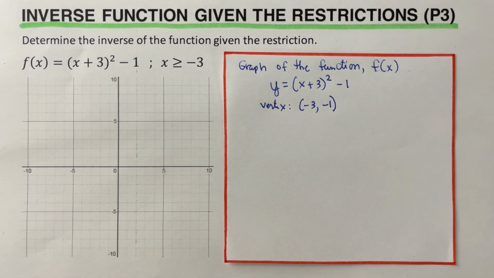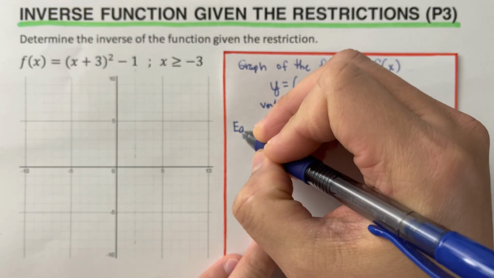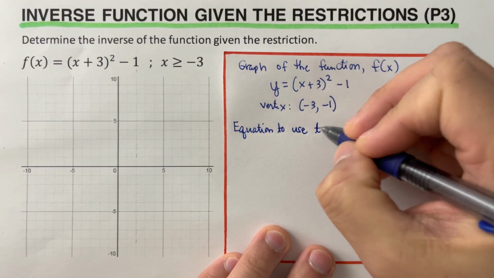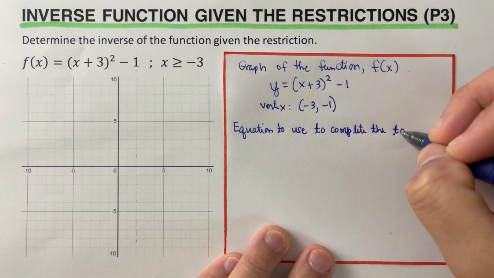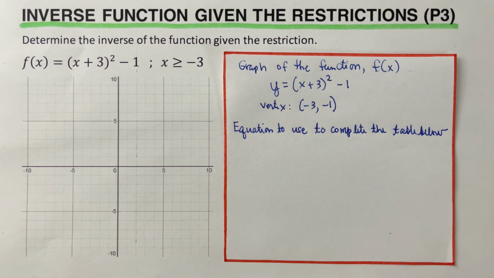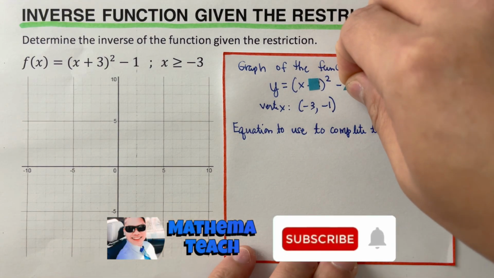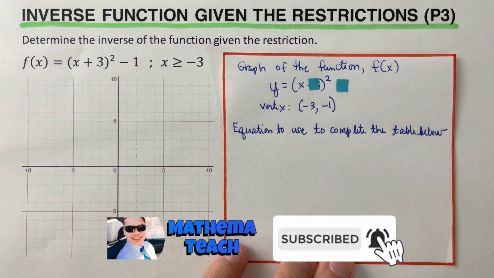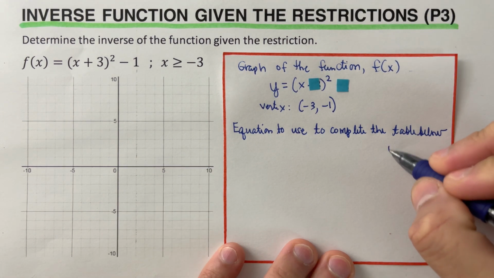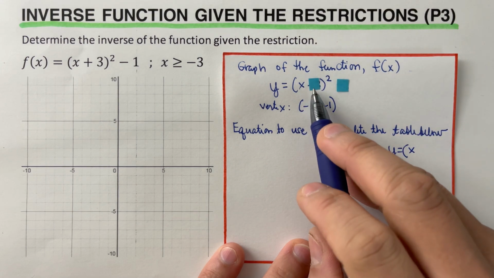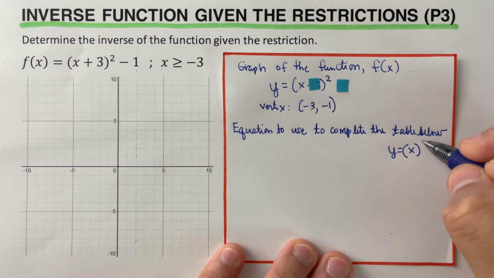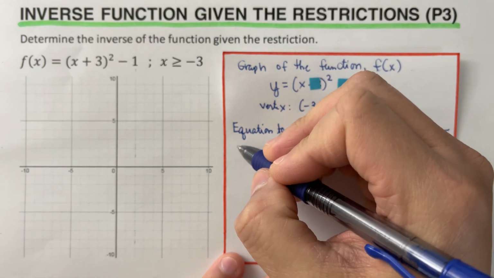Now we are going to determine the equation that we're going to use in order to graph this function right here. Remember the trick, I already mentioned this trick from the previous parts. We cover the h and we also cover the k value, and whatever is leftover, that's the equation that we're going to use to complete the table. That would be y is equal to x, the only leftover because we covered the h and k, and that is squared.